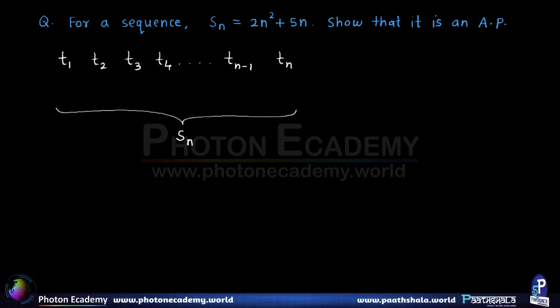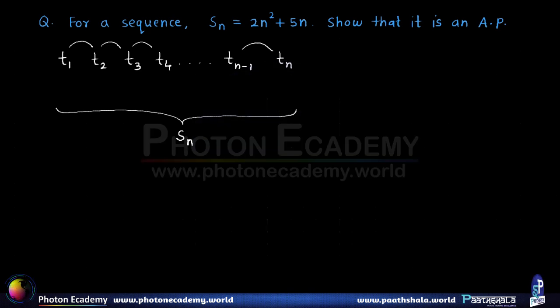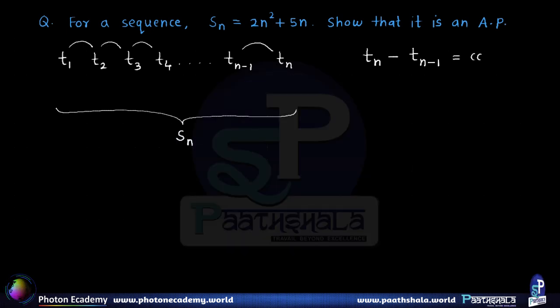Now if we want to show the difference between two consecutive terms to be the same, somewhere we have to show that the difference between any two consecutive terms is the same. That is, we are free to choose any two consecutive terms. But since here nothing is mentioned about any specific value of n, we have to take any generic pair. Alright. So let's try to prove that the difference of tn and tn minus 1, that is the difference between the last two terms, is constant. Okay. So this is what we try to prove, and by constant we mean it does not depend on n.